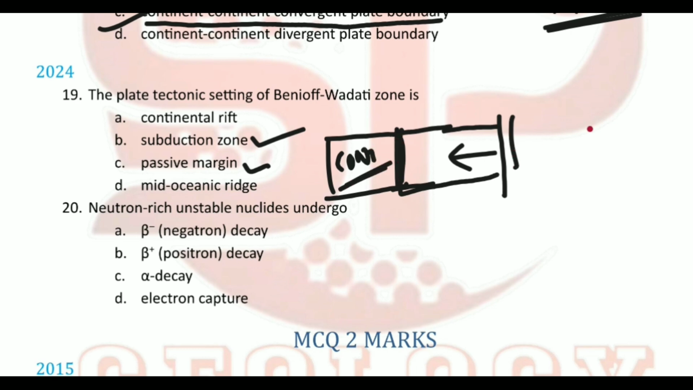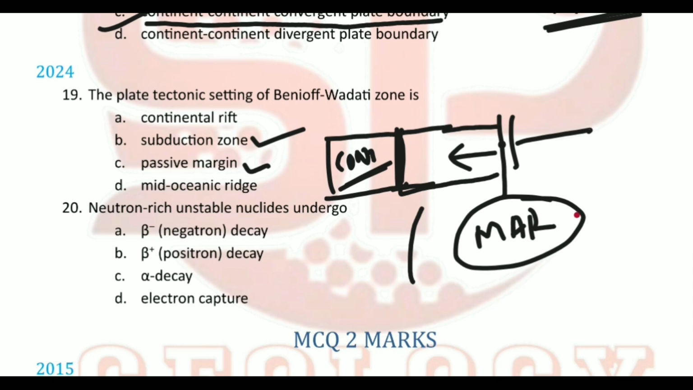So this is a divergent plate boundary or any type of plate boundary. If it is far from the plate boundary, it is called a passive margin. You can think of the example of Africa and South America. Africa is the continent, and it is far from the mid-Atlantic ridge. So the western coast of Africa is considered a passive continental margin.